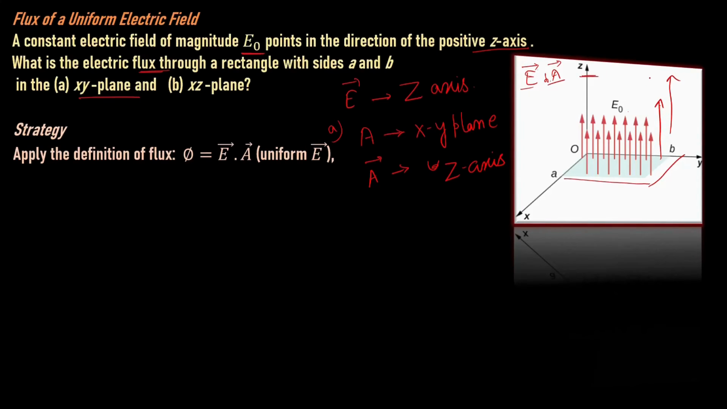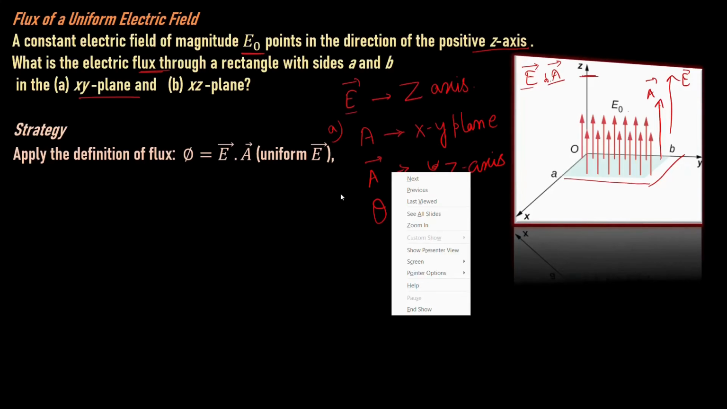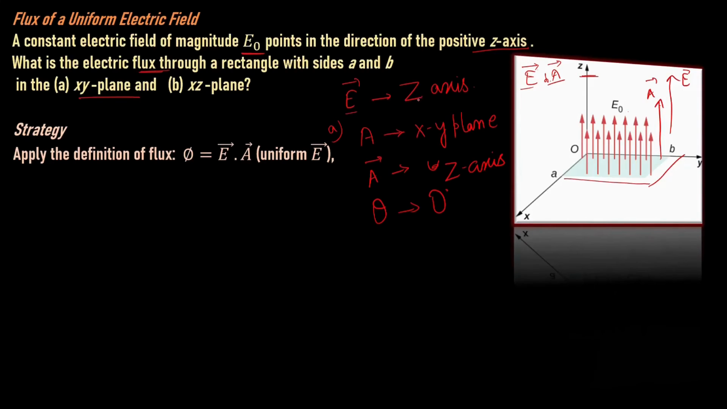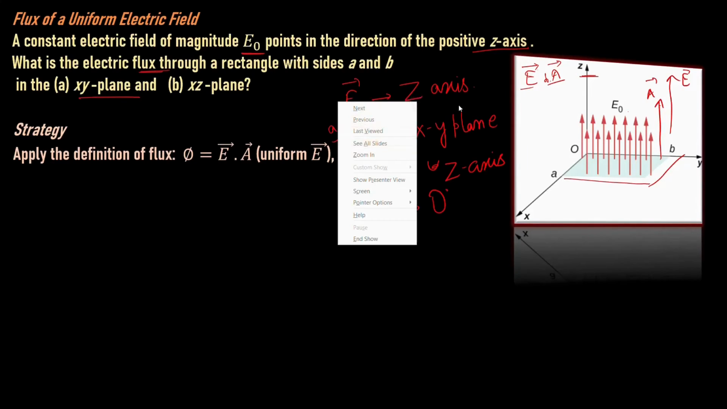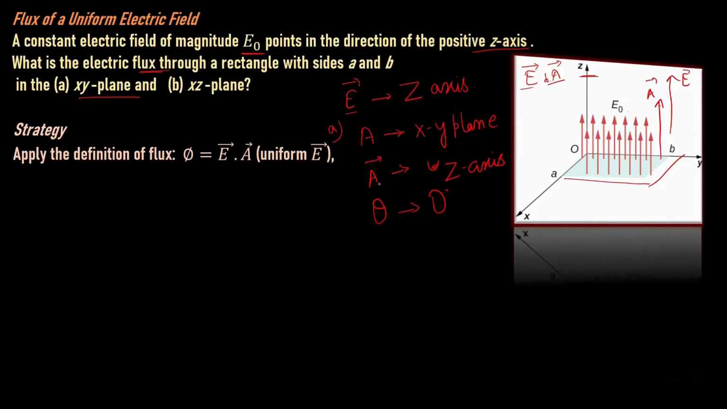Here, this is the area vector and this is the electric field vector. The angle between the area vector and the electric field vector becomes 0 degree, that is, they are parallel to each other. Two things again you have to keep in mind. Here electric field is along the z-axis, the area is in the XY plane, and the area vector is along the z-axis, so the angle becomes 0 degree.